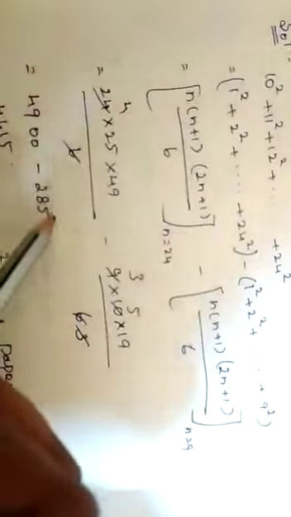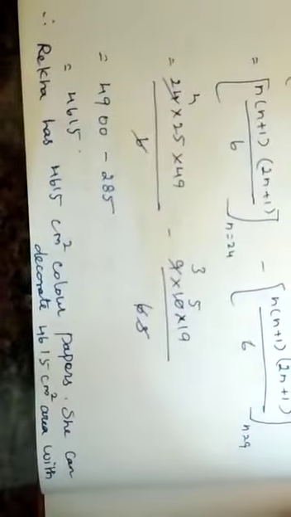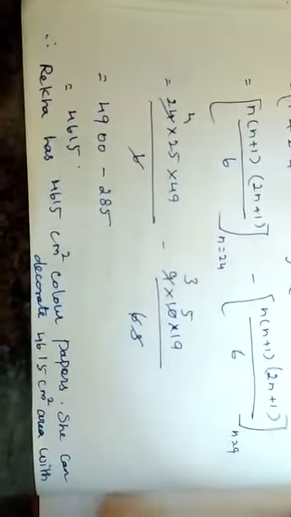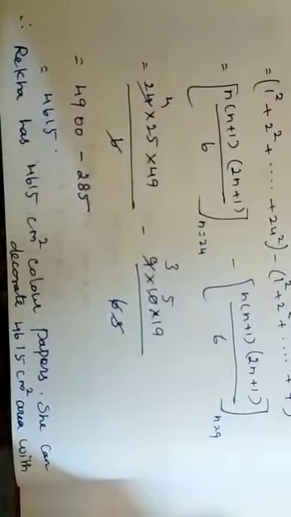So you will substitute the formulas and you will get 4900 minus 285, which is 4615. Okay, therefore Rekha has 4615 centimeter square color papers. She can decorate 4615 centimeter square area with color paper.